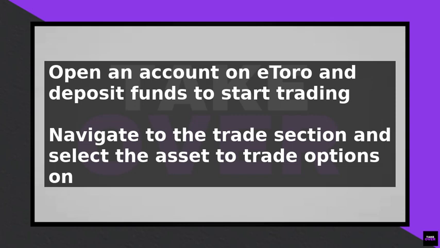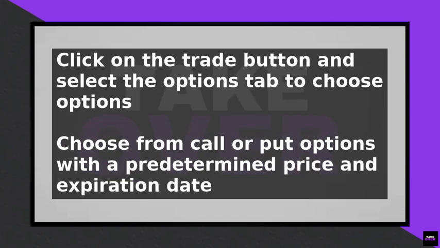First, you need to open an account on eToro and deposit funds. Once your account is set up, navigate to the trade section and select the asset you want to trade options on. eToro offers a wide range of assets, including stocks, commodities, and currencies.